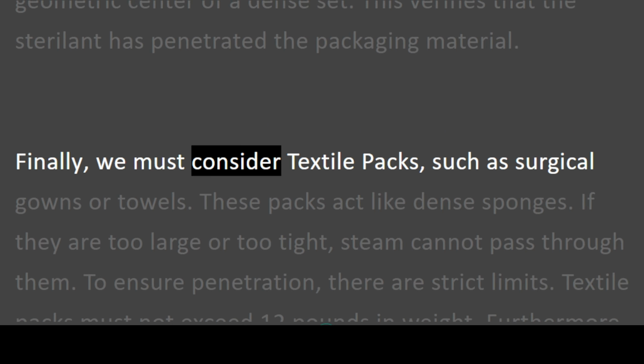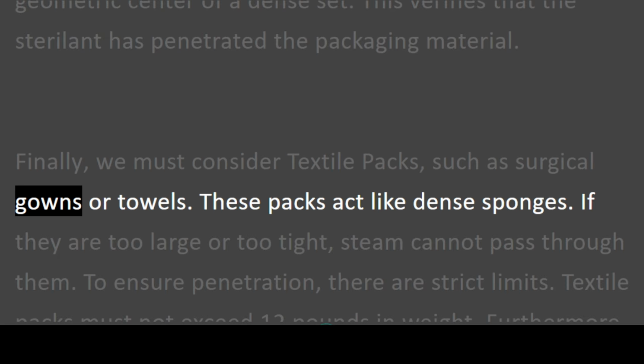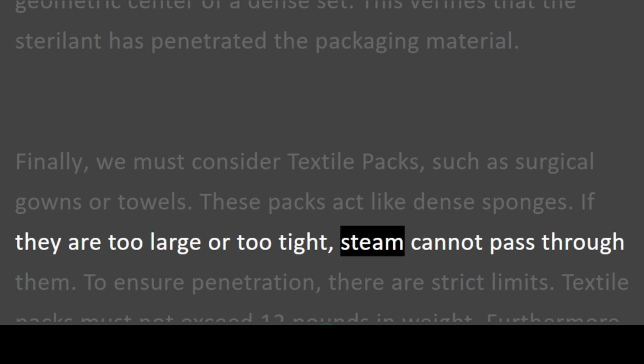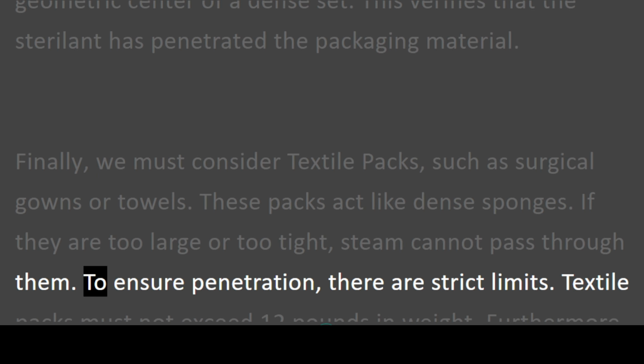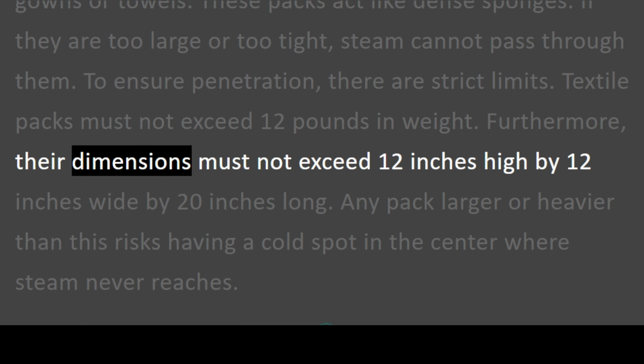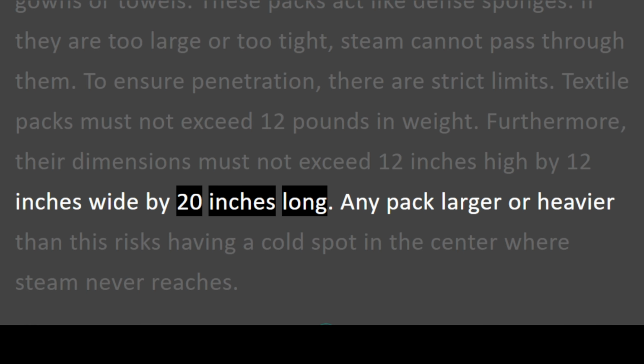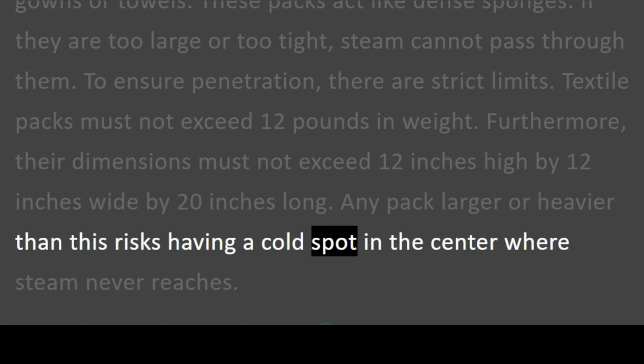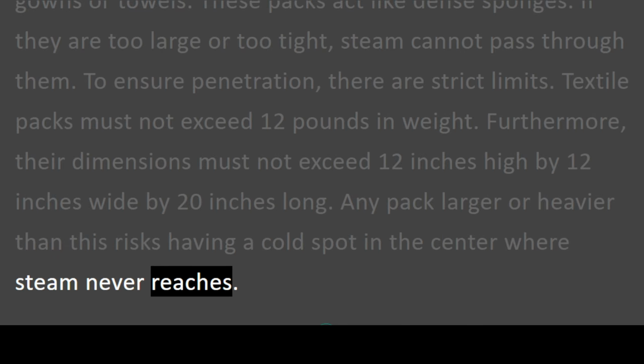Finally, we must consider textile packs, such as surgical gowns or towels. These packs act like dense sponges. If they are too large or too tight, steam cannot pass through them. To ensure penetration, there are strict limits. Textile packs must not exceed 12 pounds in weight. Furthermore, their dimensions must not exceed 12 inches high by 12 inches wide by 20 inches long. Any pack larger or heavier than this risks having a cold spot in the center where steam never reaches.